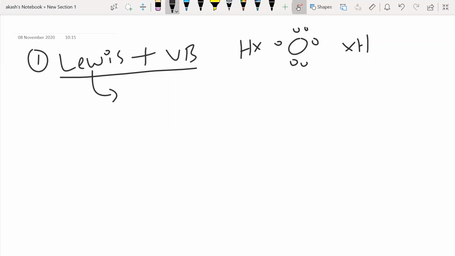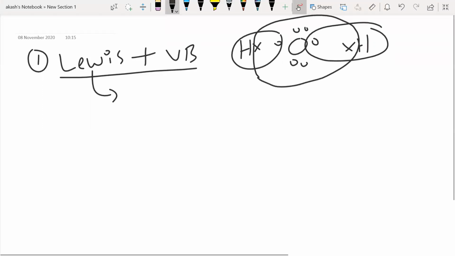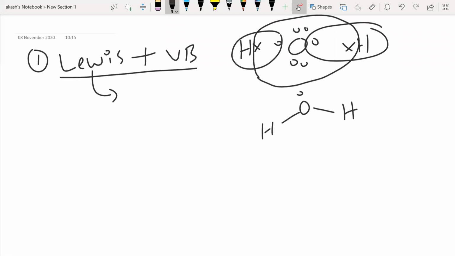In Lewis dot structures, I have to take only the valence electrons. For hydrogen, the duplet has to be satisfied, so it will take these 2 electrons. Mutual sharing is going to happen, and the same goes here. Oxygen already has 6 electrons and requires 2 more to satisfy its octet, so the shared pair of electrons is also taken. That's how we draw the structure. Oxygen is going to have 2 lone pairs.